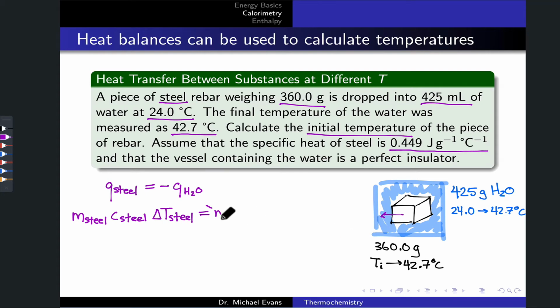The mass of water, that's the 425 grams. Specific heat of water, we can always look up, that's 4.184 joules per gram degrees Celsius. And the delta T of the water comes from these measured values. So I'm going to write out the numbers really quickly and calculate the result, and we'll take a look at where the initial temperature shows up and isolate that variable.